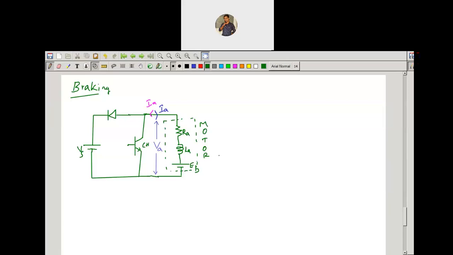Again, we are going to have two modes of operation, that is, the on period of the chopper as well as the off period of the chopper, right? So now tell me the first case. During the time period 0 to on time, what could be the armature voltage?